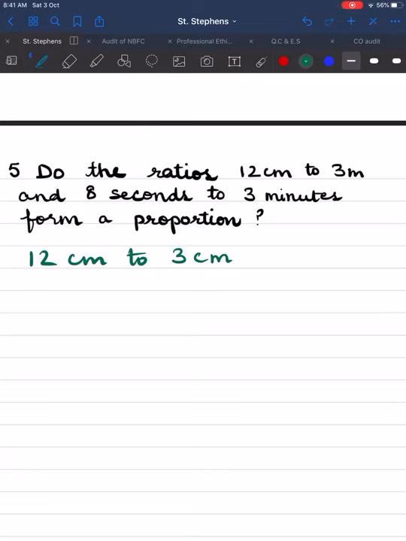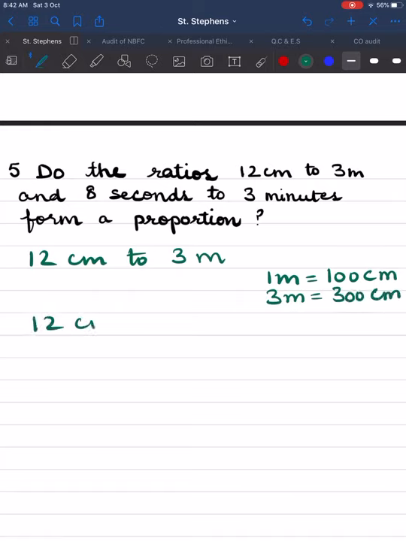So here let's convert meters into centimeters. And we know 1 meter is equal to 100 centimeters. So 3 meters is equal to 3 into 100, which is 300 centimeters. So here we have 12 centimeter to 300 centimeters. So 12 ratio 300.